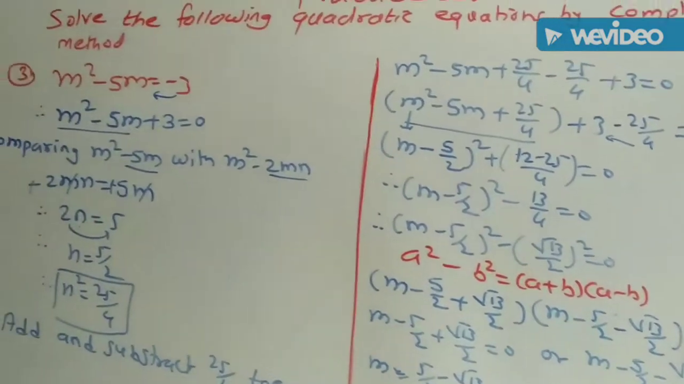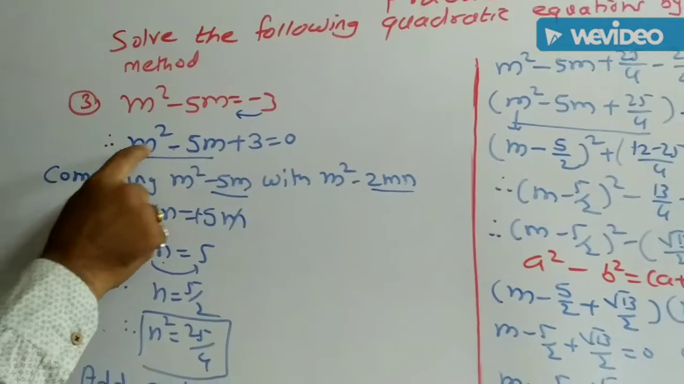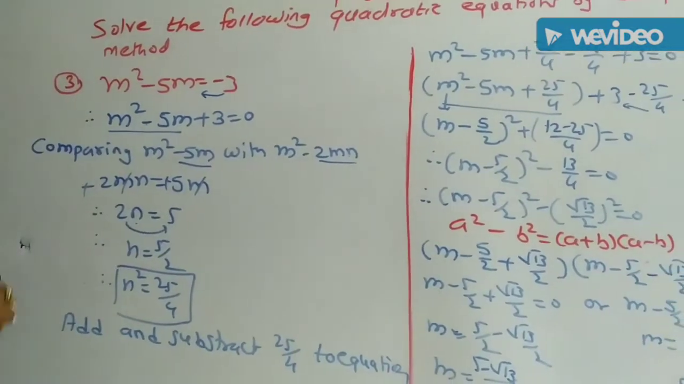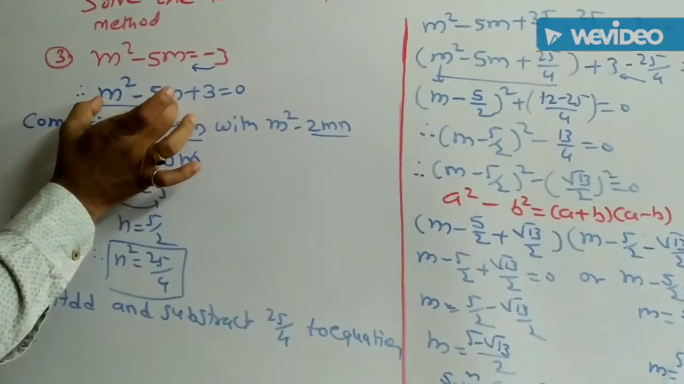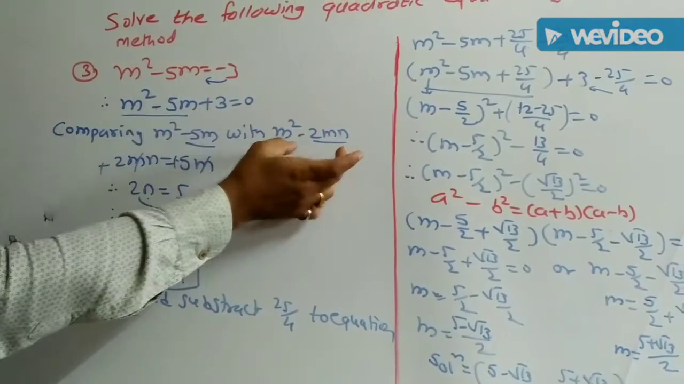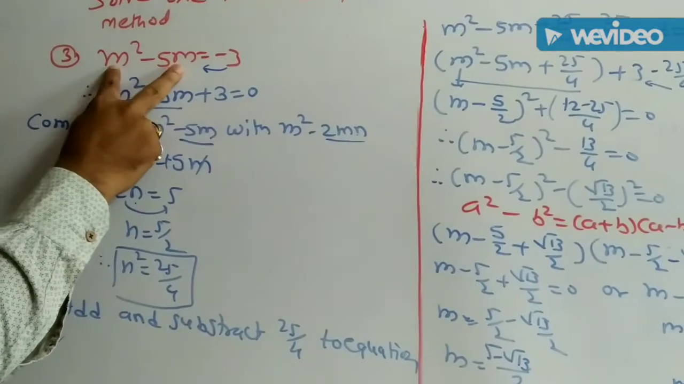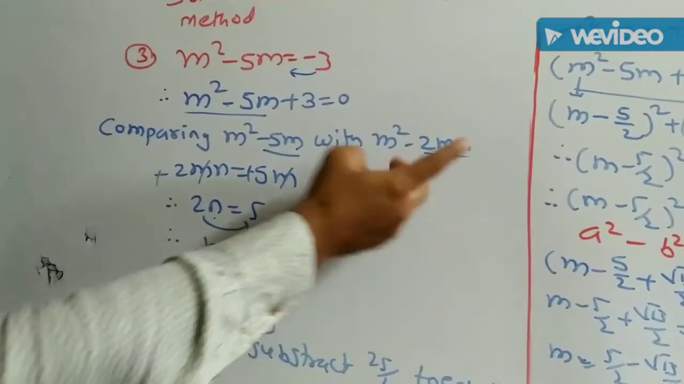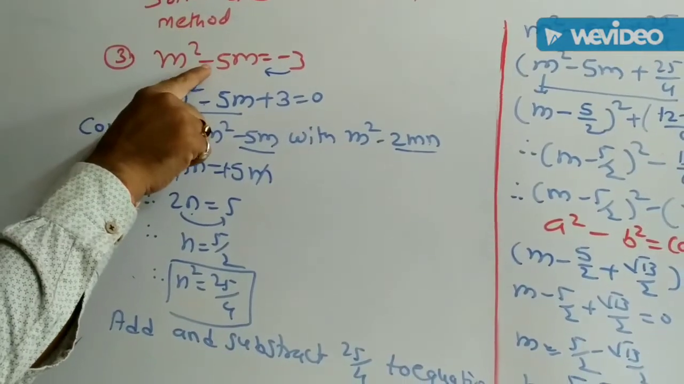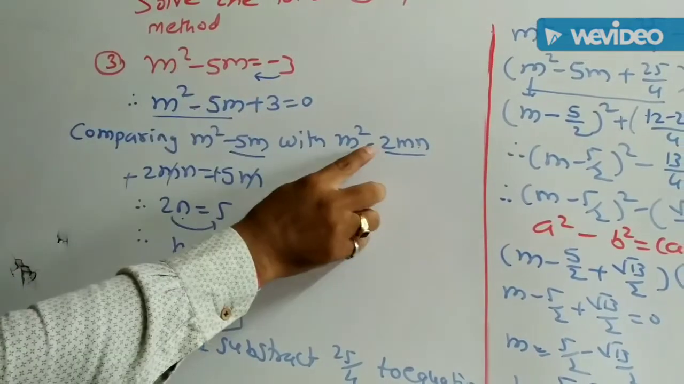Now here, firstly we write in standard form. Minus 3 gets plus: m square minus 5m plus 3 is equal to 0. Coefficient of the square term is 1. Therefore, directly compare the first two terms of the LHS with m square minus 2mn. In the first two terms we write x square plus 2xy, because in that example the variable is x. Here the variable is m, therefore I write mn. In those two examples the middle term is positive, therefore there we take plus. Here it is minus, therefore I write minus.